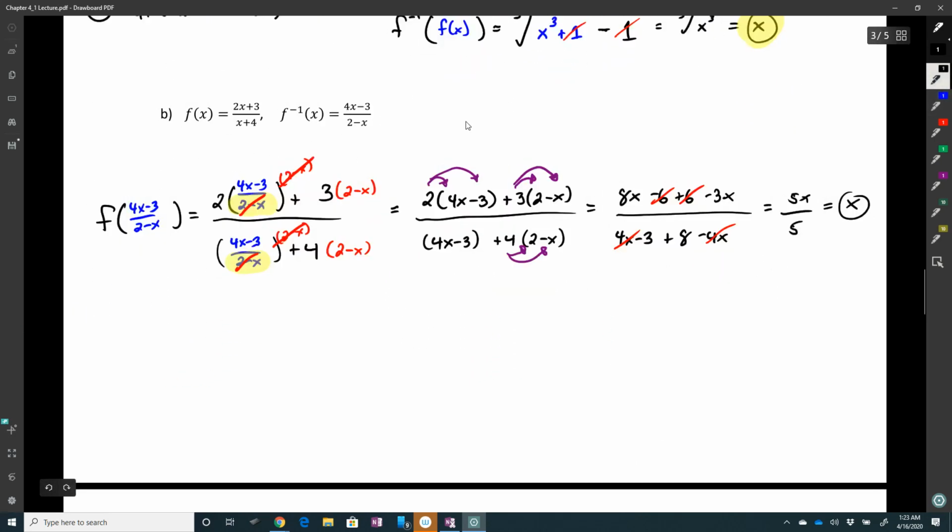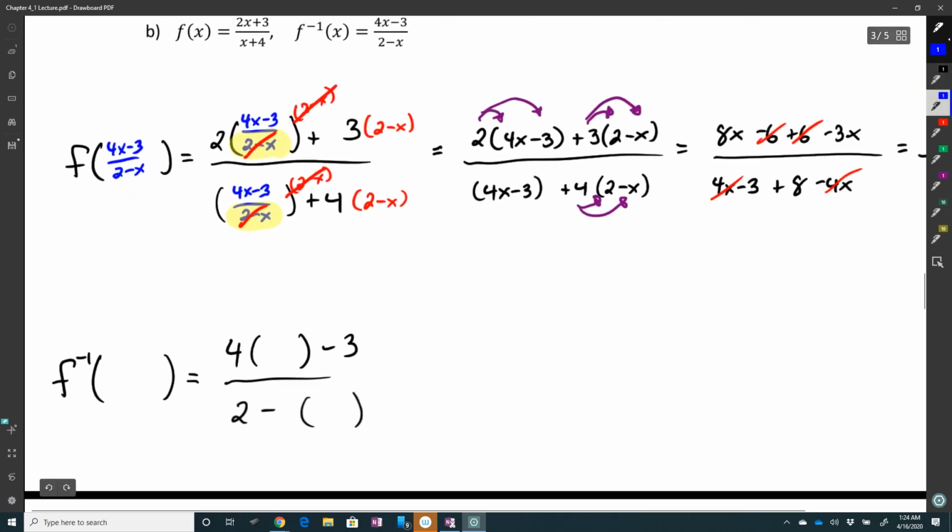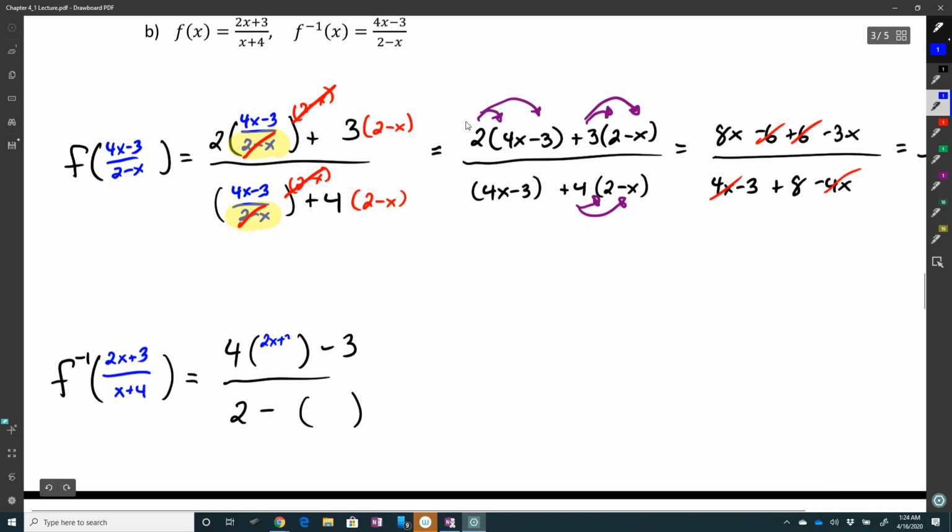And so we do the same thing, but the other way. Now I'm going to do f inverse and replace all the x's. So f inverse is 4x minus 3 over 2 minus x. I'm going to replace all of the x's with the other equation, so 2x plus 3 over x plus 4.